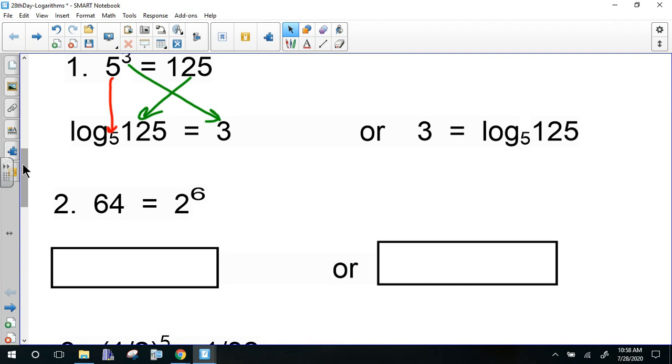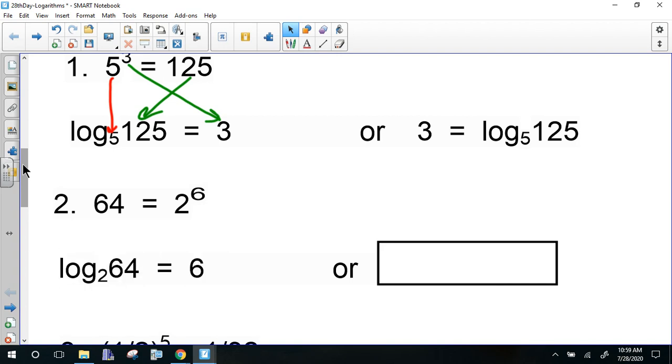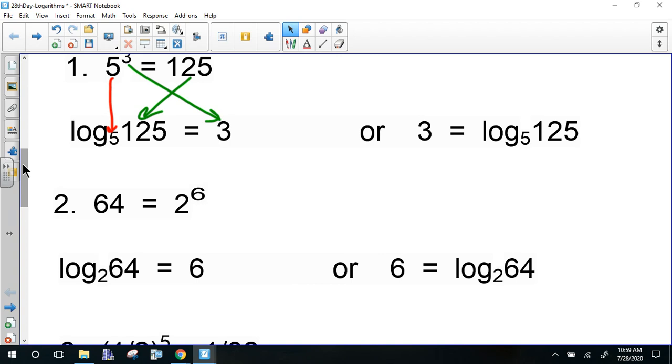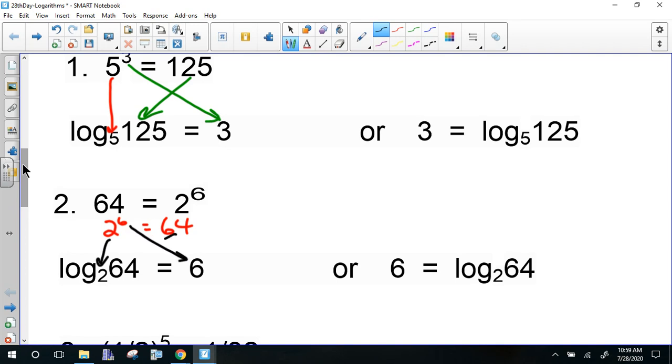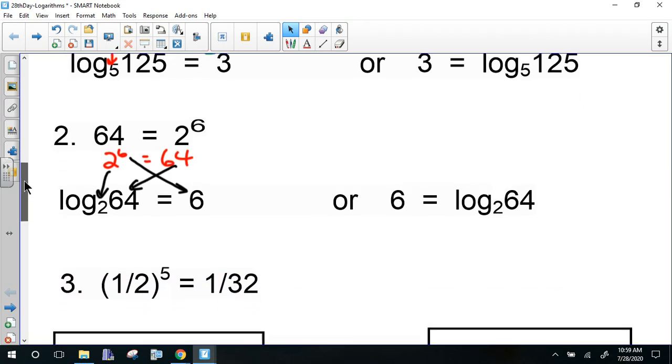Okay, next one, the base is 2, and we're going to switch the 64 and the 6. So it should be log base 2, 64, and 6. Or you can write it this way. So for those that are questioning this, this is really how we should write it. The base stays the same, and we switch the other two. This will help out a lot when you get to solving equations with exponential and logarithmic functions.